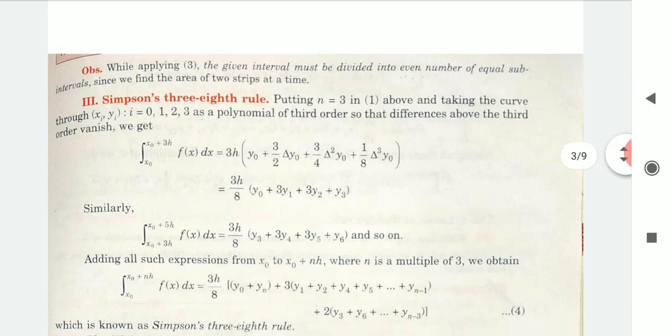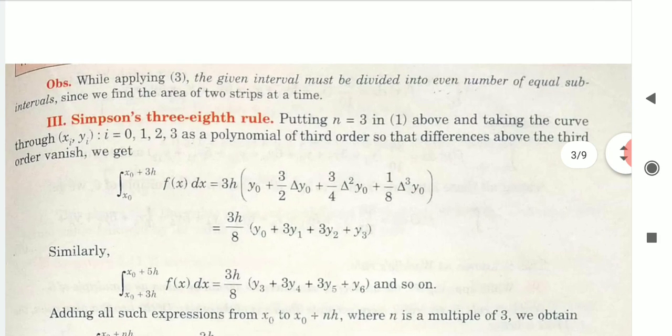Similarly for Simpson's 3/8 rule, let us see the observation first before going to the Simpson's 3/8 rule. While applying equation number 3, the given interval must be divided into an even number of subintervals since we find the area of two strips at a time. I hope this observation is clear. This observation is very much important. What are they saying?